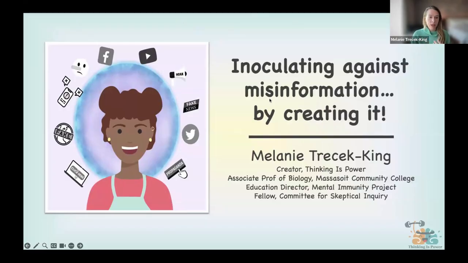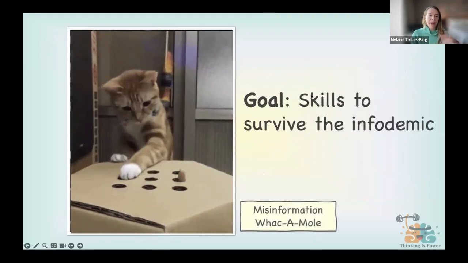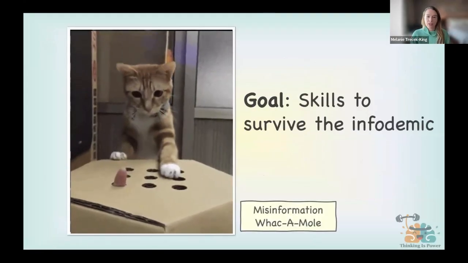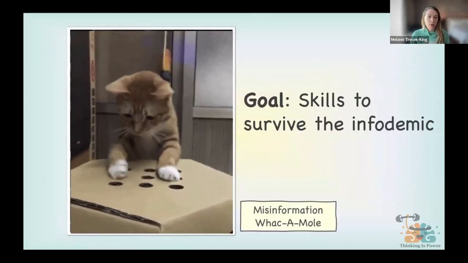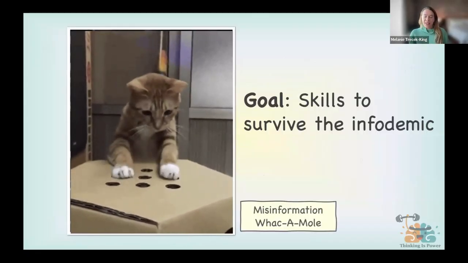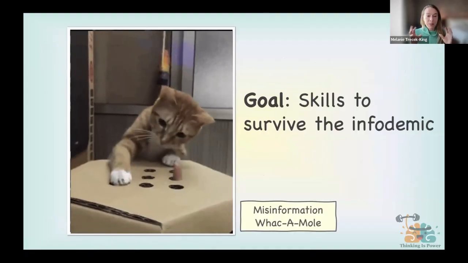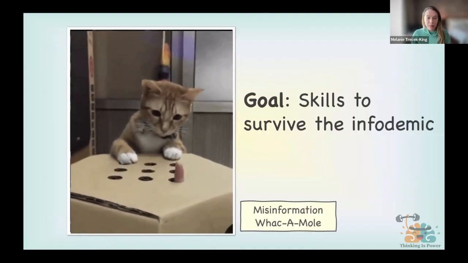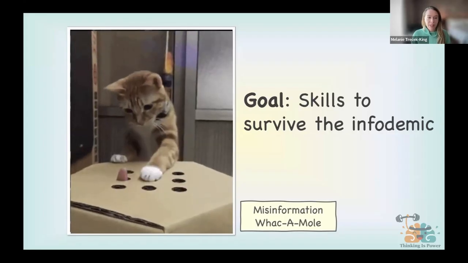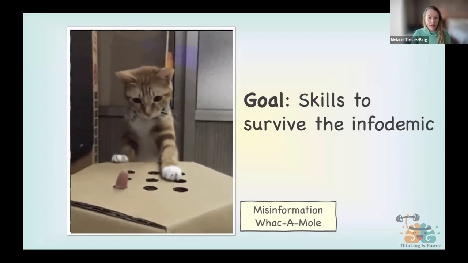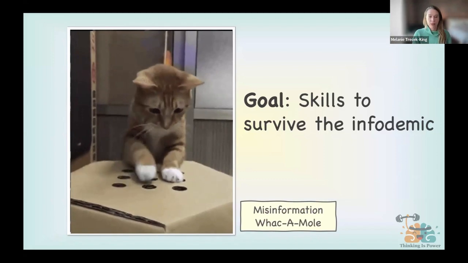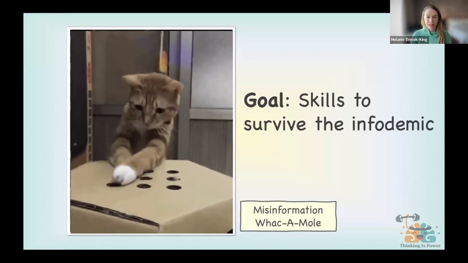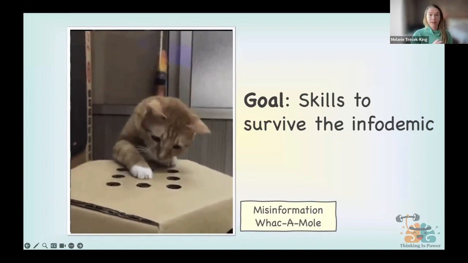And what I wanted to do today was share some of the work that we're doing on creating lesson plans around inoculation theory. But just backing up for a second here, there's so much misinformation out there. And if we want our students to be able to survive the infodemic, we need to equip them with the skills to be able to spot it. The problem is, it's like whack-a-mole. Every time you take one down, another one pops up, and so on and so on. And yes, I always use cats if I can, because why not?